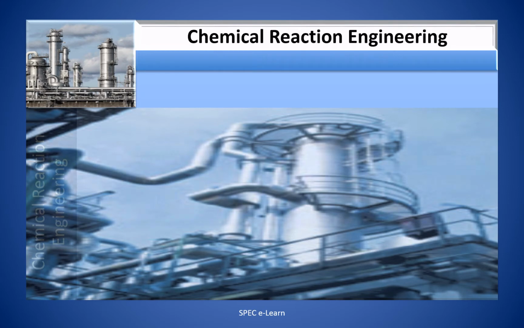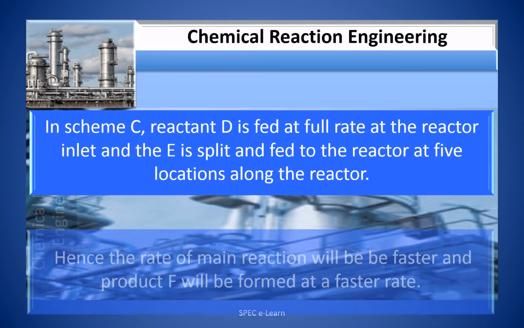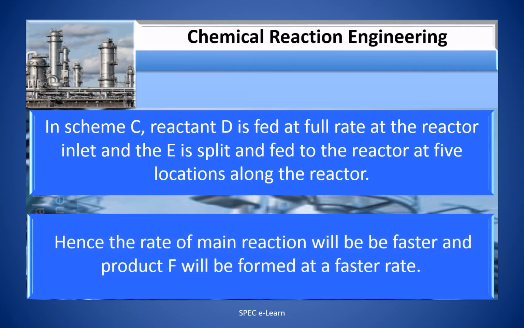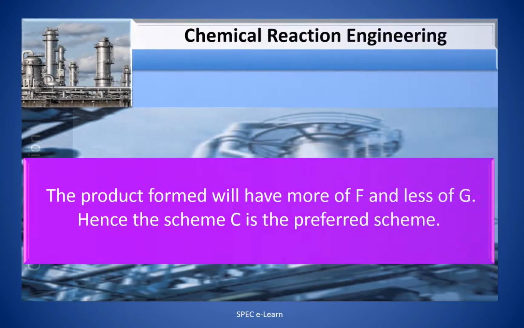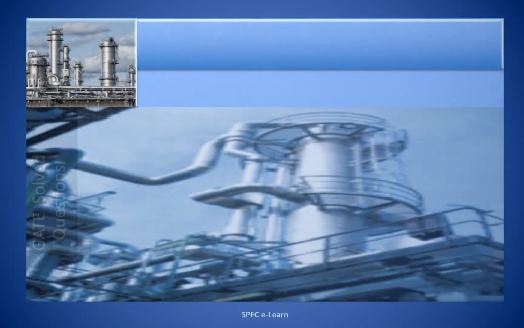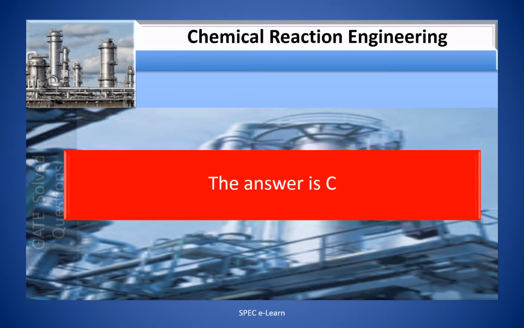In scheme C, reactant D is fed at full rate at the reactor inlet, and E is split and fed to the reactor at 5 locations along the length of the reactor. Hence, the rate of main reaction will be faster and product F will be formed at a faster rate. The product formed will have more of F and less of G. Hence, scheme C is the preferred scheme. So the answer to the question is option C.